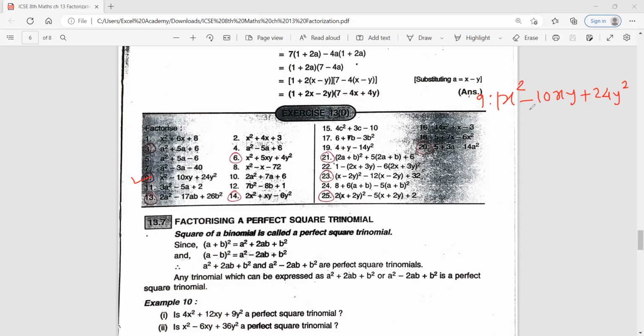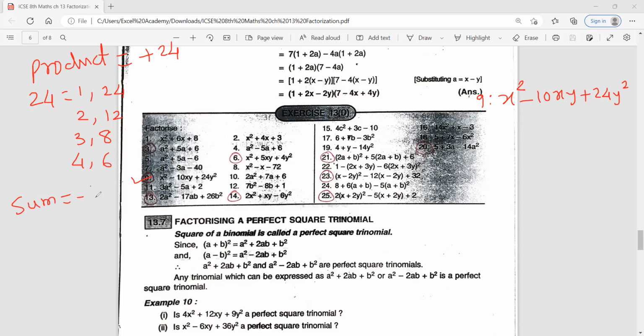Okay, what is the product? 1 into 24. Yes, so the product is plus 24. Now what are the factors of 24? 1 and 24, 2 and 12, 3 and 8, 4 and 6. That's all. What is the middle term? -10. So sum is -10. The product is positive, but sum is minus.